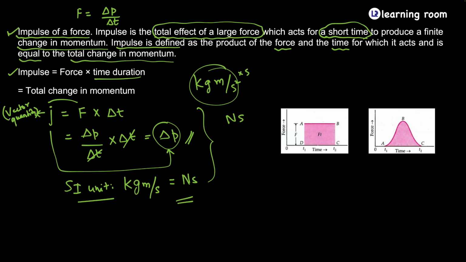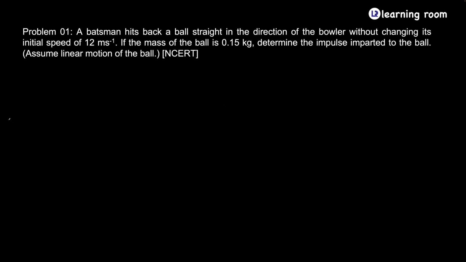Now listen to this. How is impulse written? It is written as force into delta t. You need the change in time. So this is the mathematical expression. But we have to understand how this can be understood with the help of a graph.